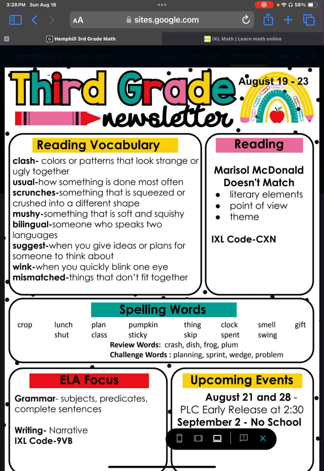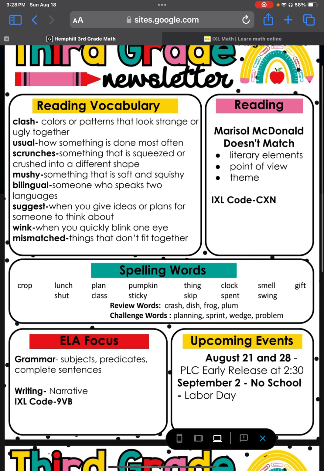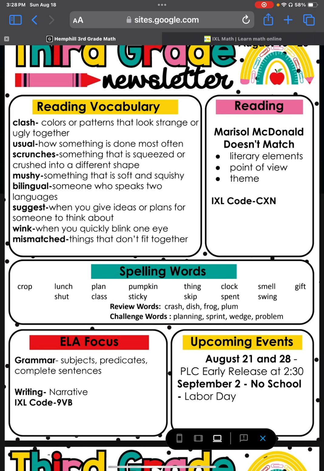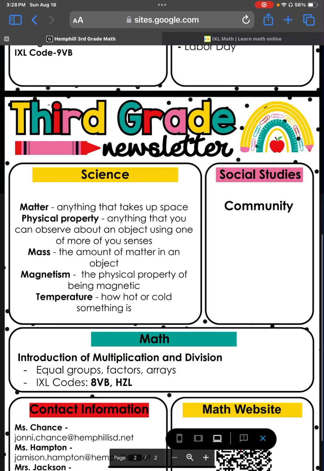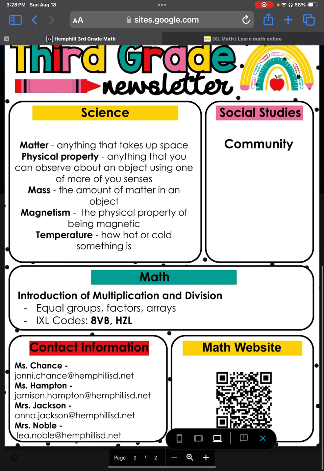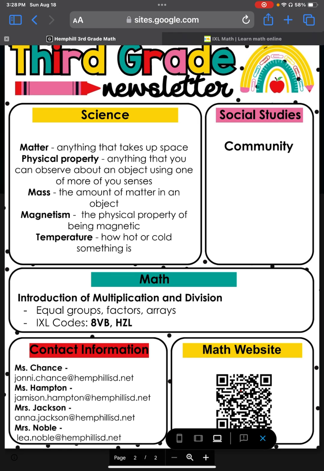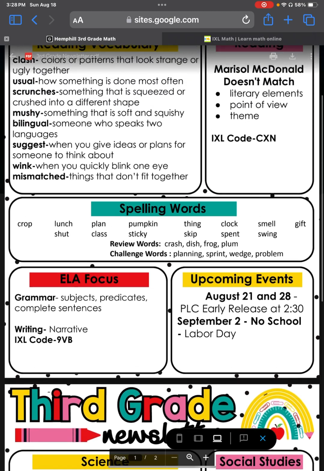What I really want to make this video for is to go over where it says, under reading towards the bottom, IXL code CXN. You'll see that again on the bottom left under the red heading where it says ELA focus, IXL code NVB. You'll see it again on the back page under math. We have a couple of IXL codes. The back is where you'll find most of the science, social studies, and math things, as well as some contact information and the QR code to take you to the math website.